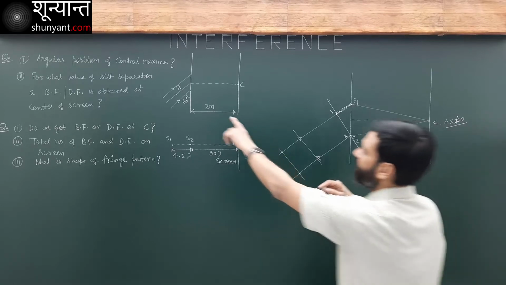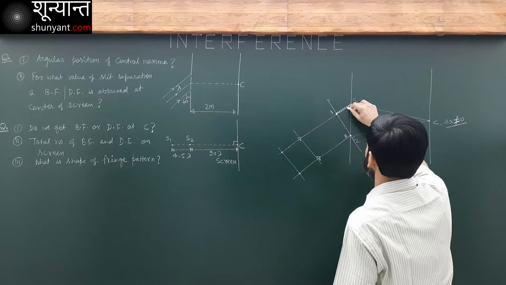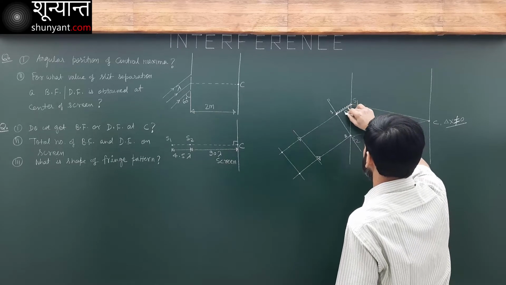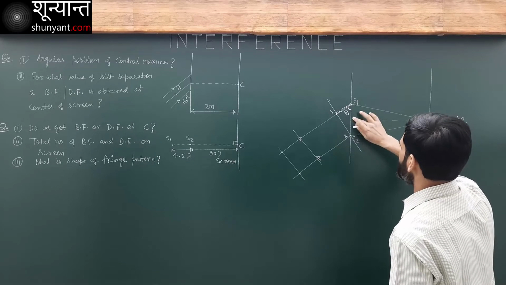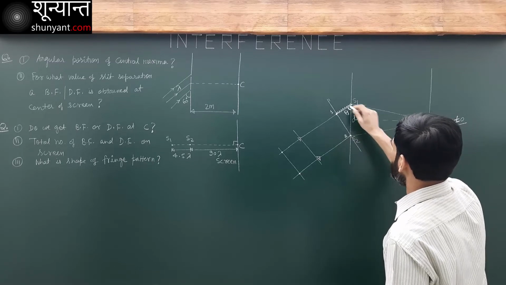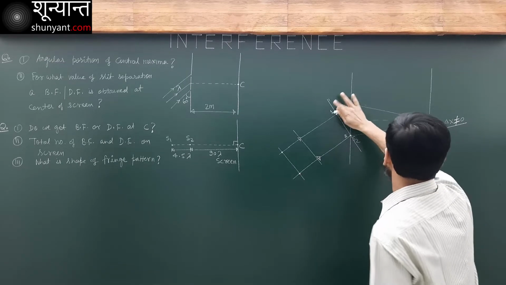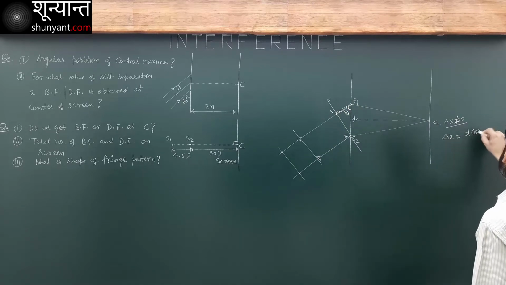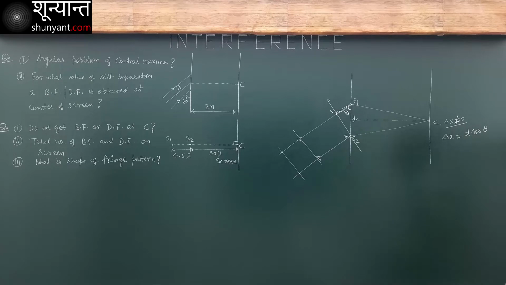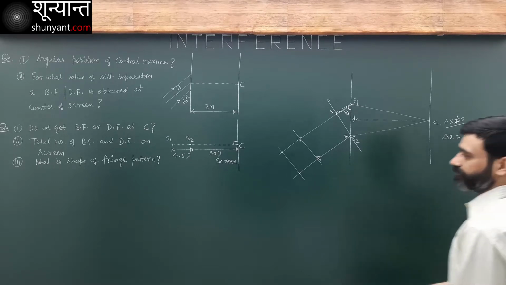This angle is given as theta. Let's say this angle is theta here. The distance between the slits is equal to d. Then what will this delta x be? Delta x will be equal to d cos theta. It will be equal to d cos 60, which is d by 2.